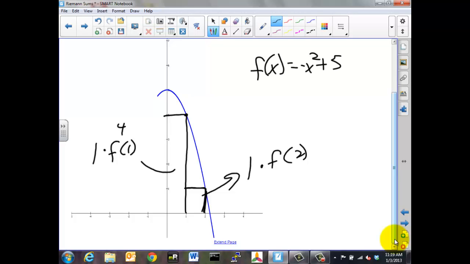So if I put 2 in there, 2 squared is 4, 5 minus 4 is 1. So I get 1 times 1. So I get 4 plus 1. Here I get an area of 5. So it has to be greater than 5 and less than 9. It's got to be bigger than 5 and less than 9. Everybody agree with that? Good, good.